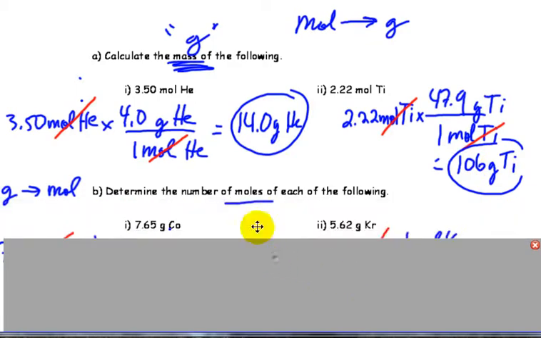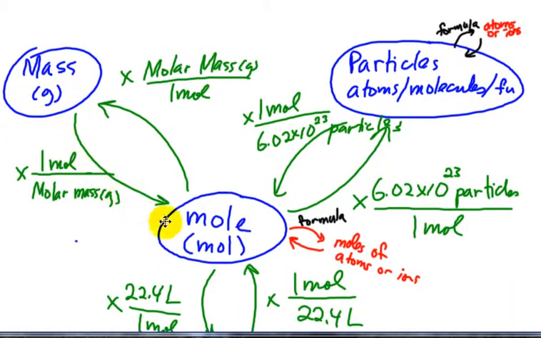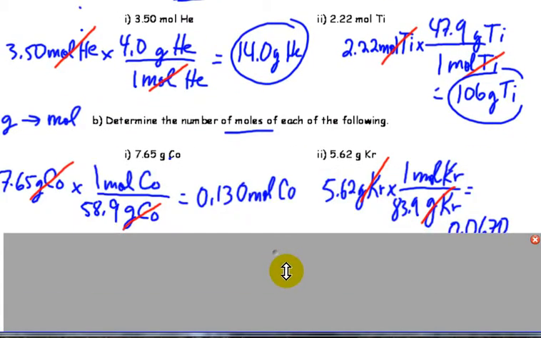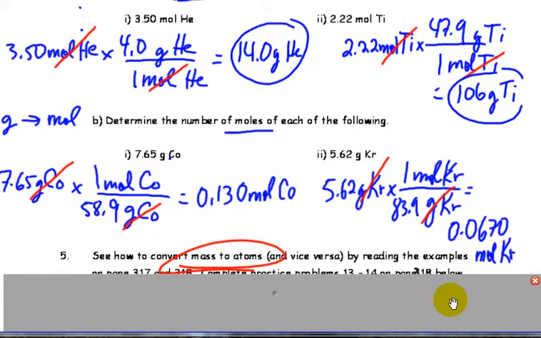This next one here is vice versa, going from grams to moles. So going from grams to moles, you need to divide by the molar mass, the certain number of grams. And when doing that, cobalt 58.9, krypton 83.9.